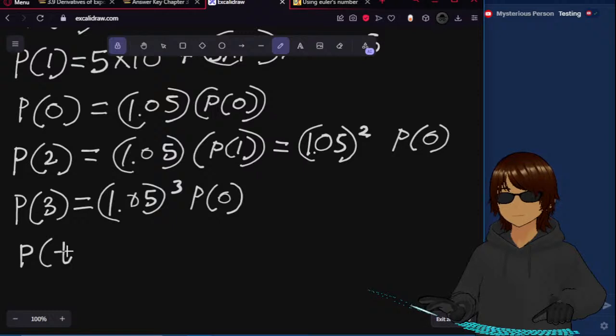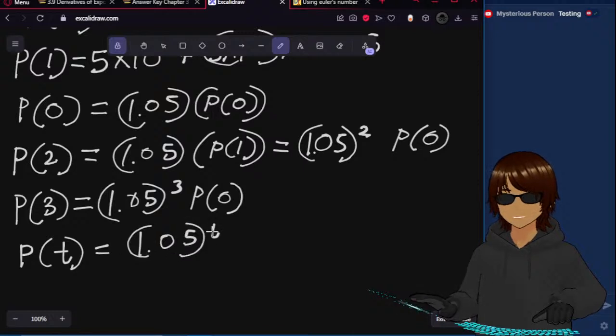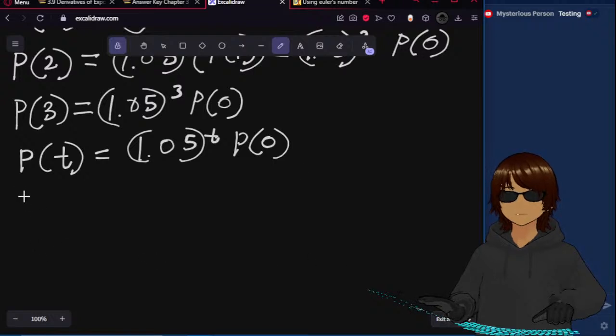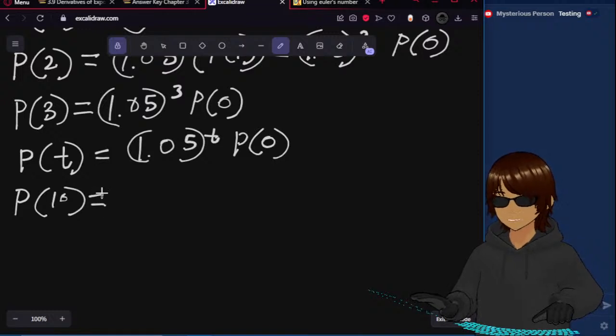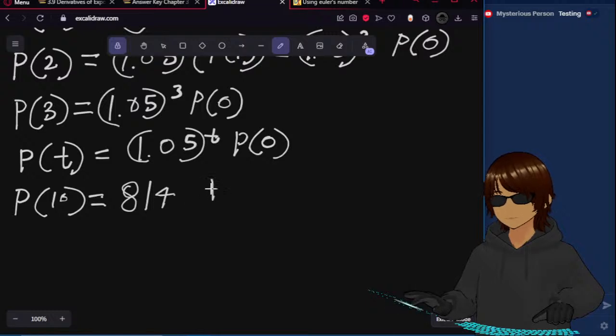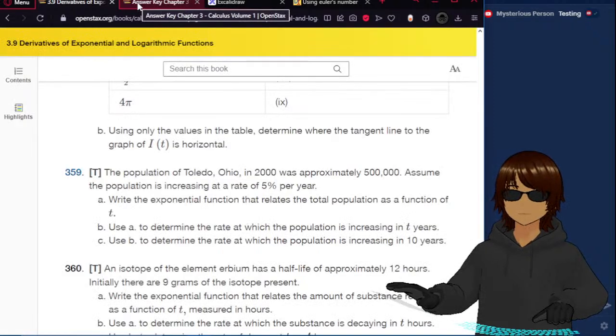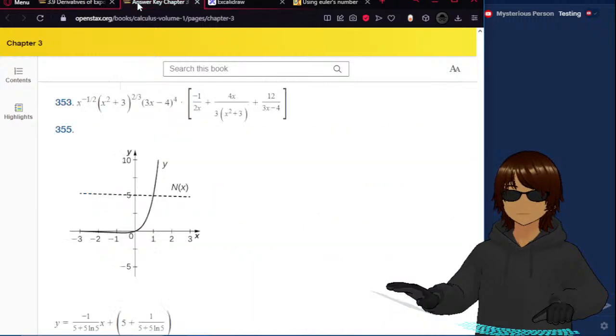Basically P of t is P0 times this to the power of t. In 10 years would be 4447. What number is it? 359.